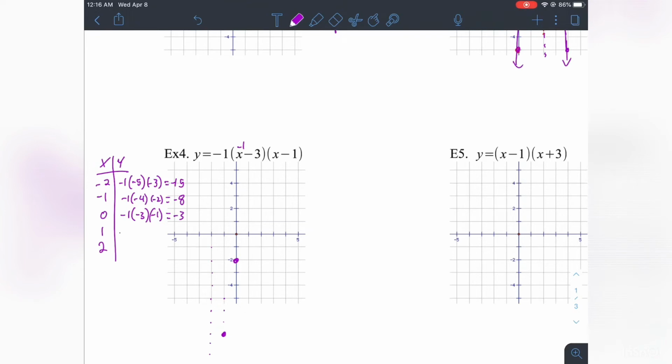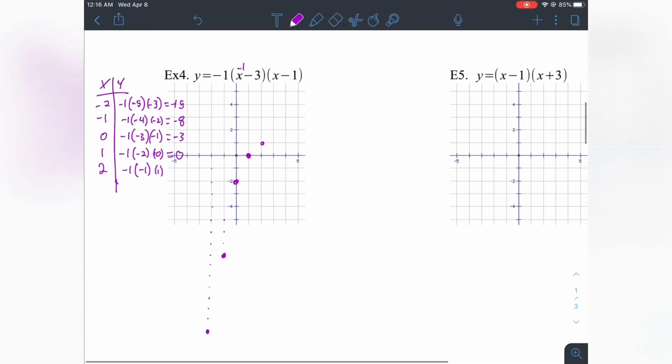1. Negative 1 times 1 minus 3 is negative 2, and 1 minus 1 is 0. 0 times anything is 0, times anything else is 0. 1, 0. 2. Negative 1 times 2 minus 3 is negative 1, and 2 minus 1 is positive 1. Negative 1 times negative 1 is 1. 1 times 1 is 1. 2, 1. Oh my gosh.